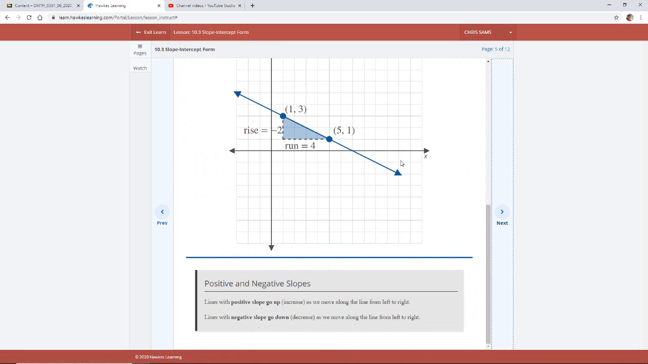Here's some more examples. So here we go. Positive slope, increase from left to right. We go up and then right. From left to right, we always count. Negative, they decrease, so they go down as you go from left to right. So that's one way to determine if the slope is negative or positive. Is it going up as you go left to right, or is it going down as you go left to right?